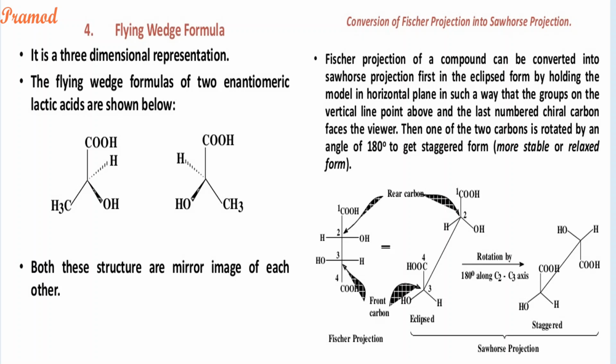So flying wedge is nothing but similar to your Fischer, only the thing is that in Fischer it is a straight line, whereas in your flying wedge, they are shown at a tetrahedral angle. This is how you can see it. If you see the two enantiomers, the conformation changes at your OH and H. So there is a change in the arrangement in space. These are the two isomers of your lactic acid.